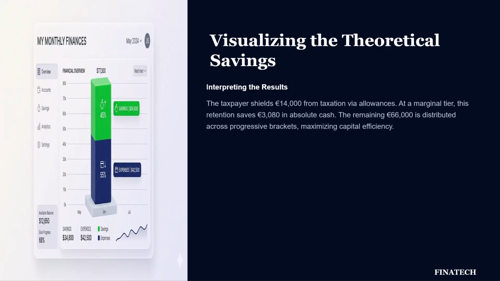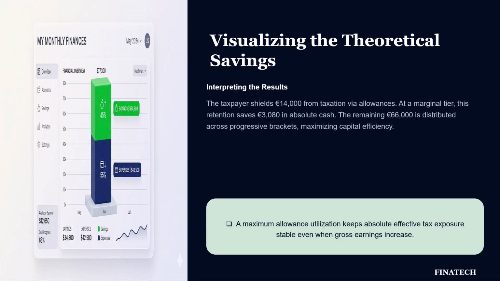Visualizing the theoretical saving. Interpreting this result, the taxpayer shielded 14,000 from taxation via allowance at the marginal tier. This retention saved 3,000 in absolute cash. The remaining 66,000 is distributed across progressive brackets, maximizing capital efficiency. Maximum allowance utilization keeps absolute effective tax exposure stable even when gross earnings increase.